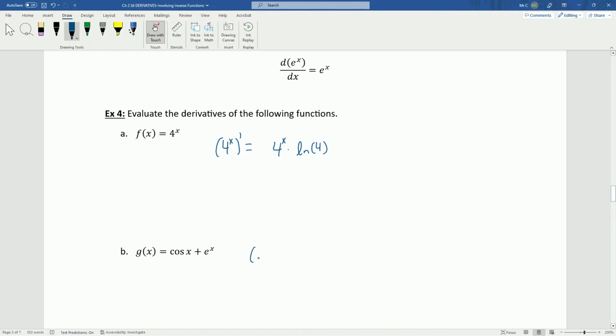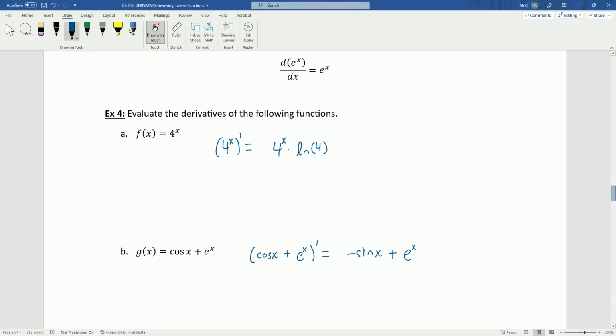Okay, and so now when we do the derivative of cosine of x plus e to the x, we apply the sum rule, and the derivative of cosine is negative sine of x, plus the derivative of e to the x, which is just e to the x. Done.